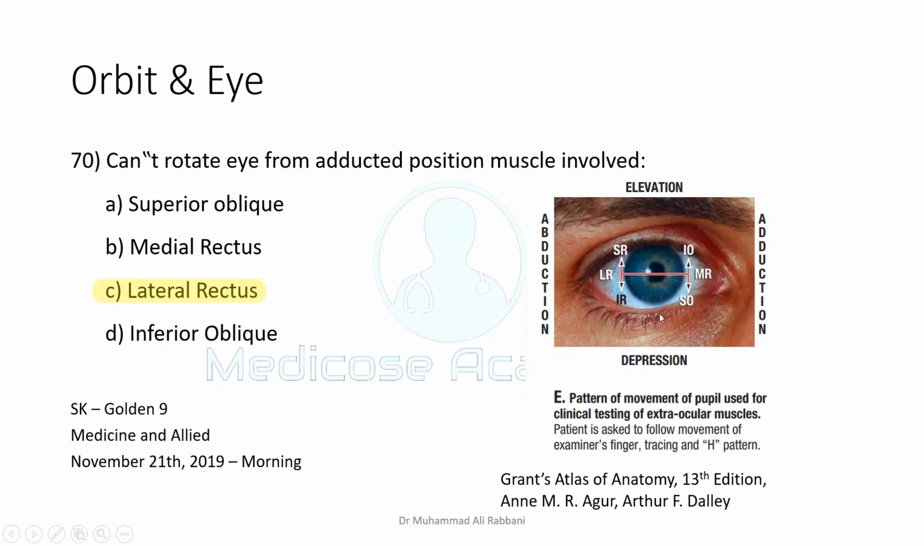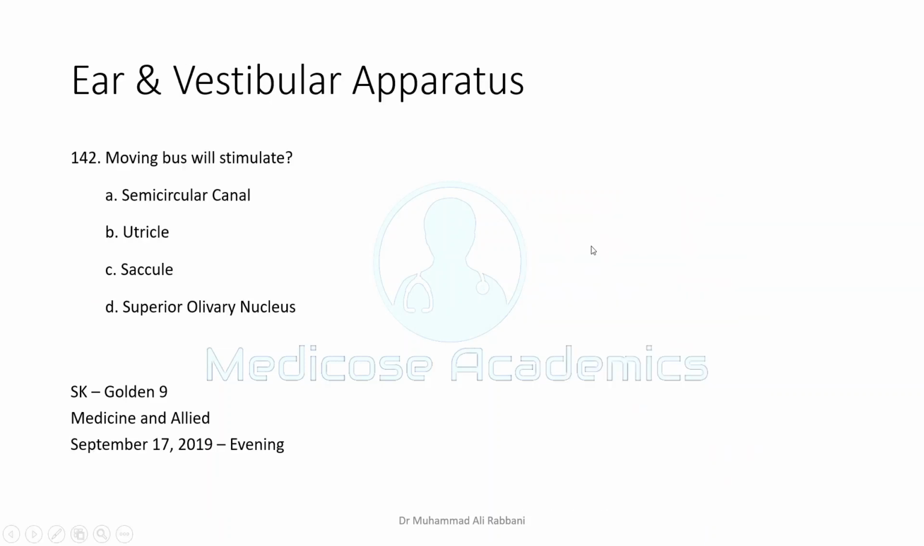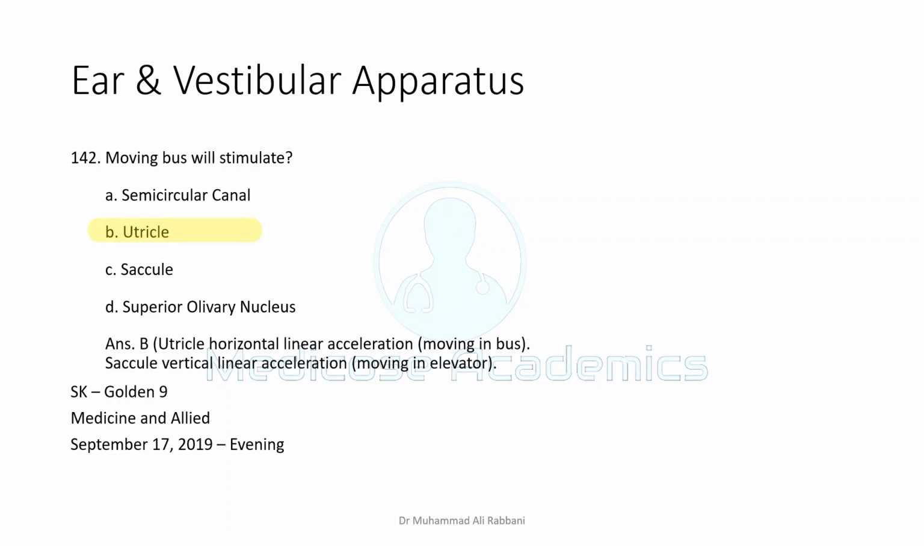You should remember this. Moving the bus will stimulate. If you move the bus, you are actually doing horizontal acceleration, horizontal movement. You should know that horizontal acceleration is sensed by the utricle, and vertical acceleration, as you move up and down in a lift, is sensed by the saccule. So the correct answer in this case is vertical. And the semicircular canals are basically giving sensations for the rotatory movements.